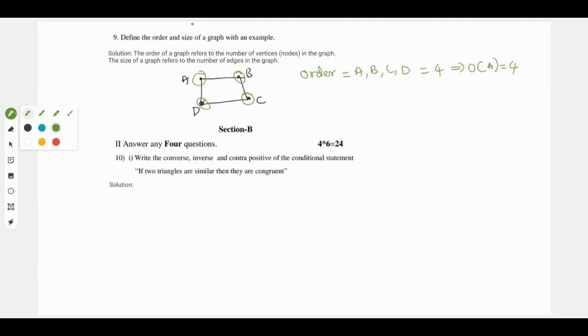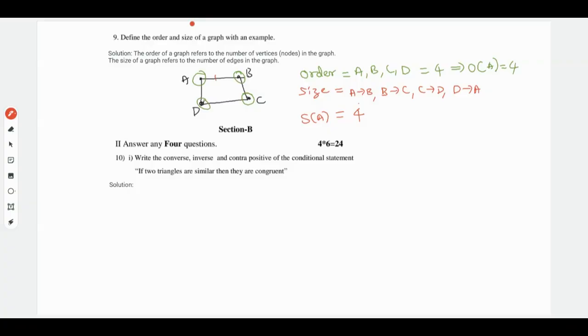Next is given as size. What is size? Size refers to the number of edges. Size is nothing but the number of edges. So how many edges do we have here? It is A to B, then B to C, then C to D, then we have D to A. So we have 1, 2, 3, 4. So the size of A will be 4.